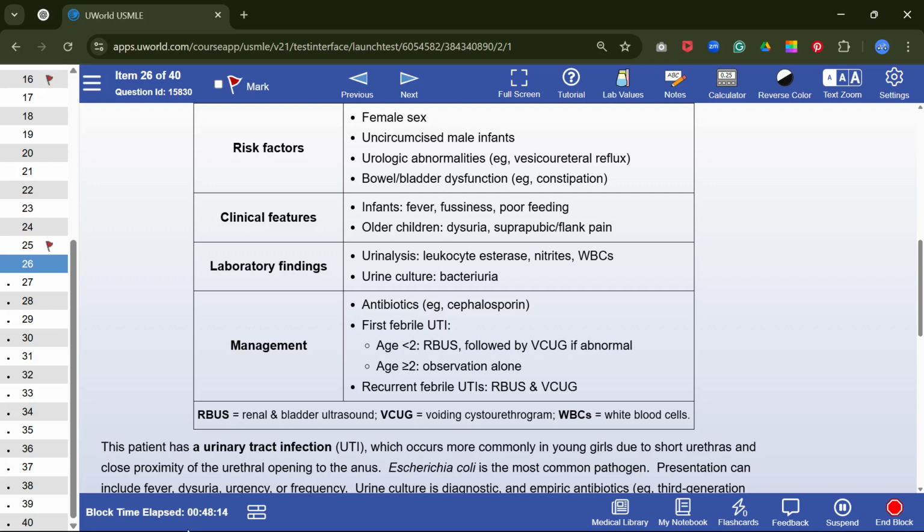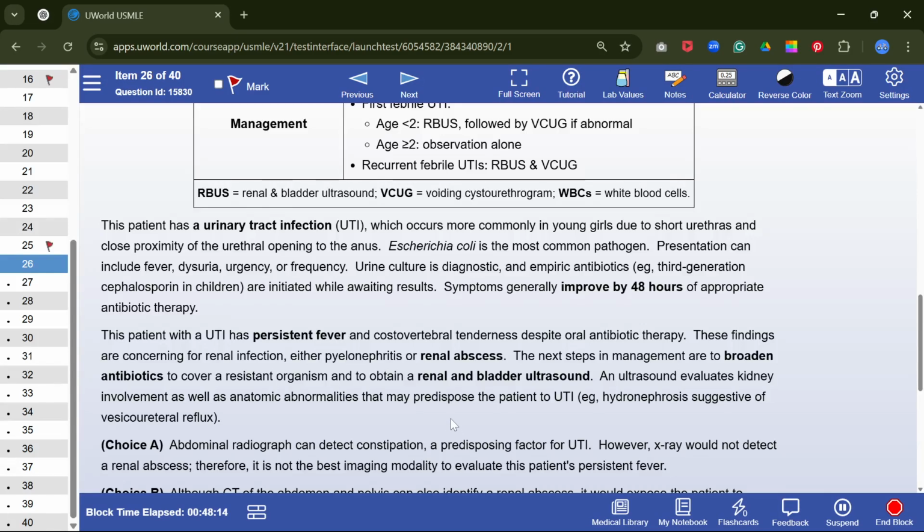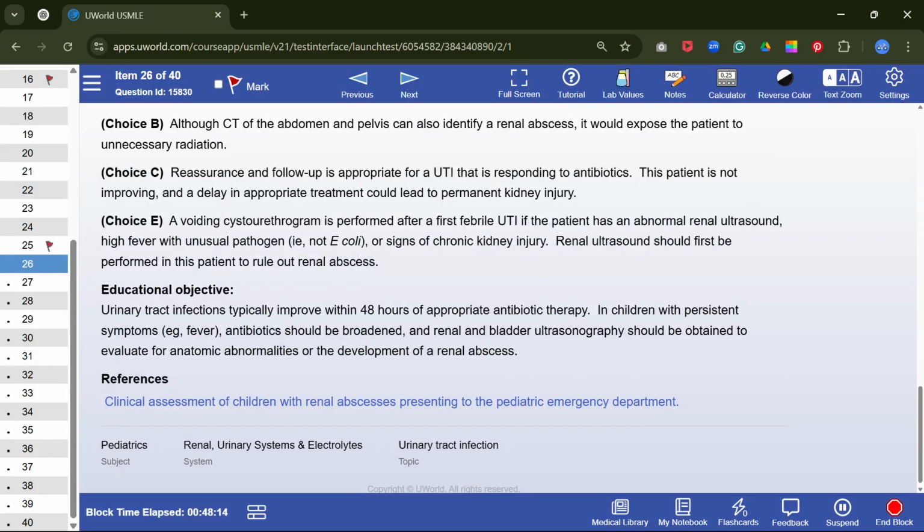Why is it not voiding cystourethrogram? Option E. A voiding cystourethrogram is performed after a first febrile UTI if the patient has an abnormal renal ultrasound, high fever with unusual pathogens, not E. coli, or signs of CKD. Renal ultrasound should be the first performed in patients to rule out a renal abscess.